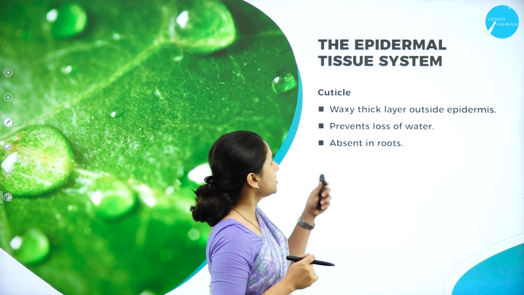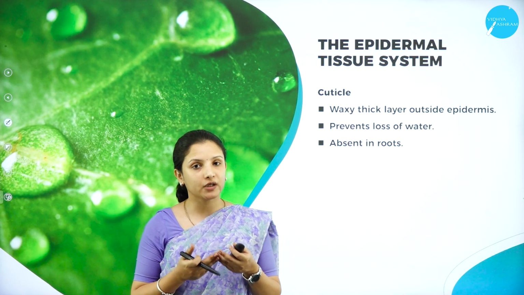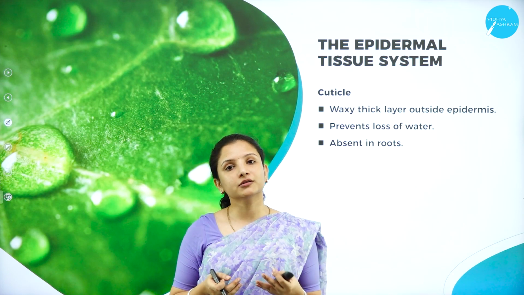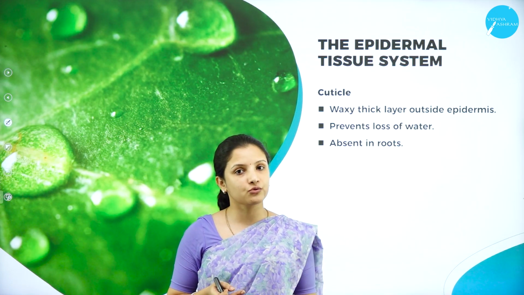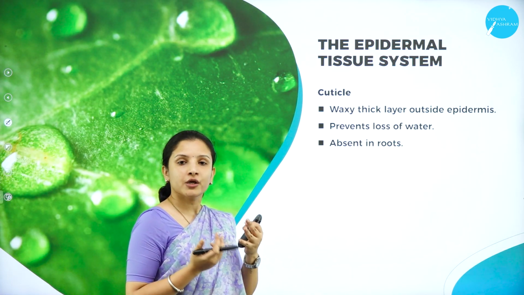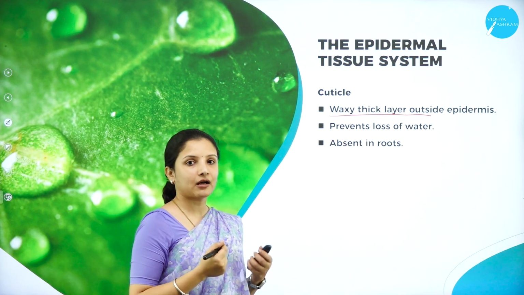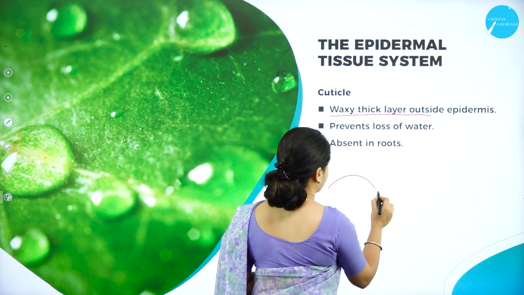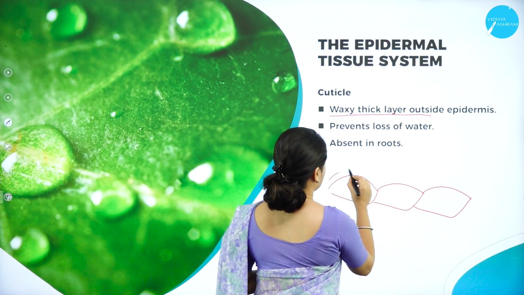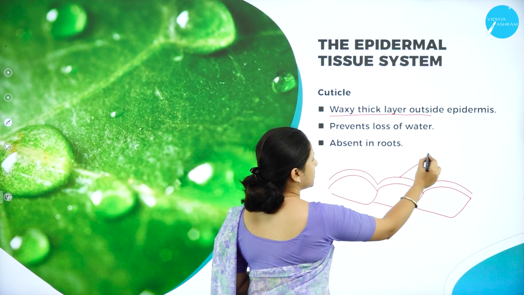Next, moving on to the cuticles. I had told you that the epidermal tissue system is made up of the epidermal cells, and it consists of the cuticle, the stomata, and also the trichome or the root hair or the shoot hair. So we finished studying about the epidermal cells. We shall see what cuticle is. Cuticle is nothing but a waxy thick layer that is present outside the epidermis. If we have the epidermal cells like this, outside the epidermal cells is present a waxy layer which is called the cuticle.